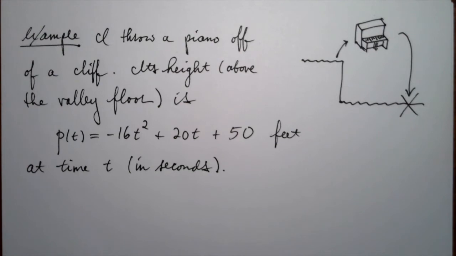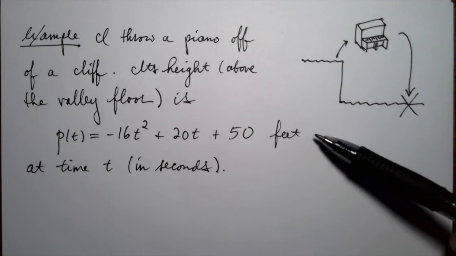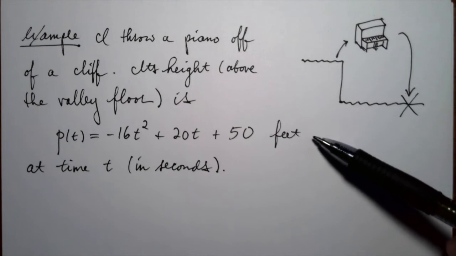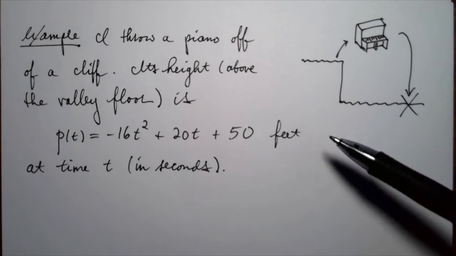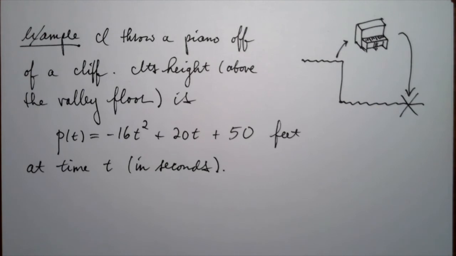Let's see these ideas in action. In the next example, I throw a piano off of a cliff. The height of the piano above the valley floor is given by this function here. It's p of t equals minus 16t squared plus 20t plus 50. And now that height, we're going to measure it in feet, and that function gives us the height at time t measured in seconds.